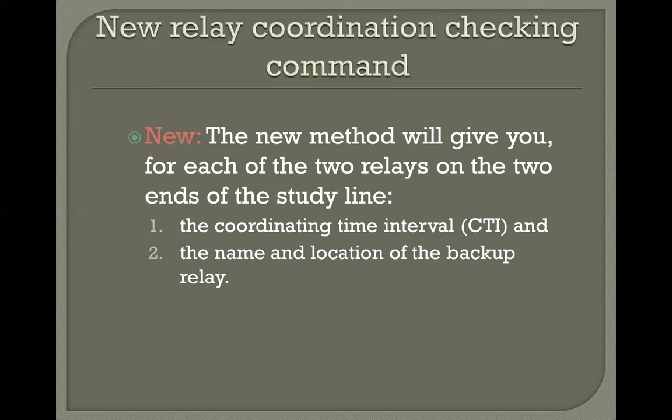So the program, before each one of the 2 relays on the 2 ends of the study line trips, would find out the next fastest relay, and it would give you in the report the name and location of that backup relay. Okay, and that's very telling, because that tells you if that relay hadn't worked, which other relay would have worked. And if that relay is too far away or is not the one that you have in mind, well, that's something that you should take a closer look at.